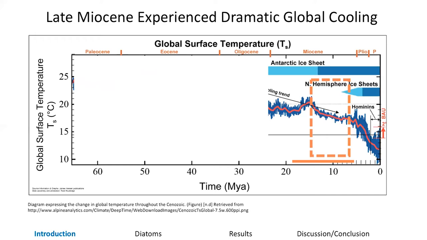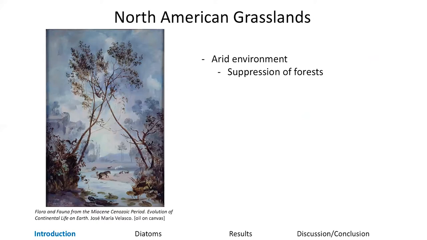This was mostly due to the fact that Antarctica was separating from the rest of the continents at this time, so the Antarctic ice sheets were starting to form and really cool everything off. So while that was happening in the world, in North America, the grasslands were developing because the climate was becoming so arid and dry. And it was suppressing the expansion of forests and encouraging the growth of grasslands.